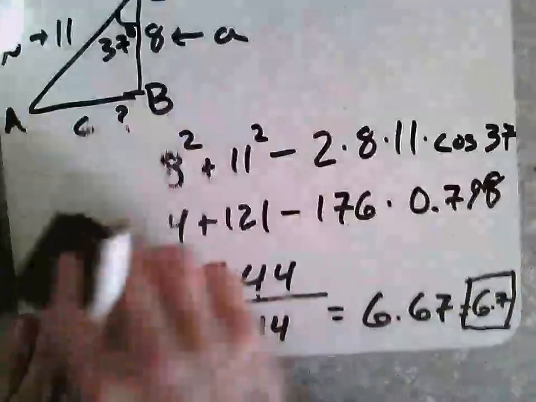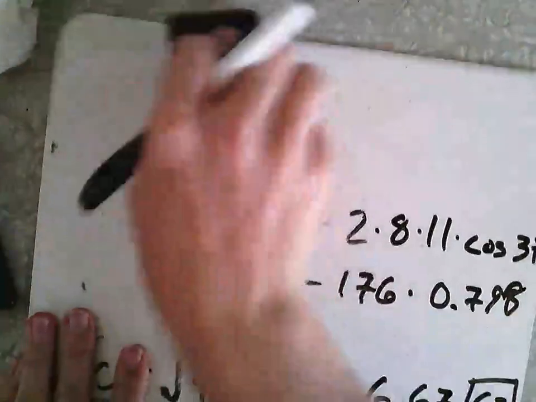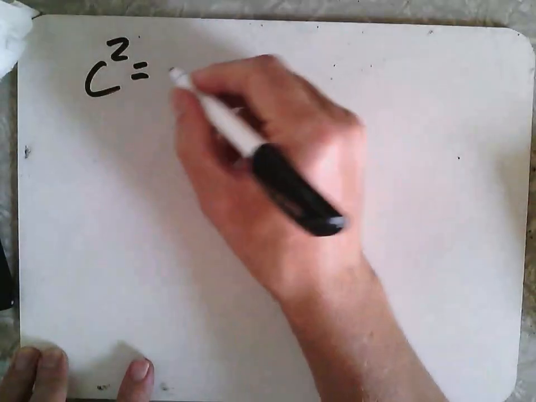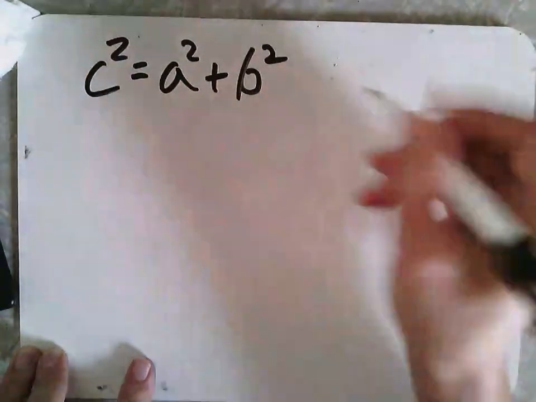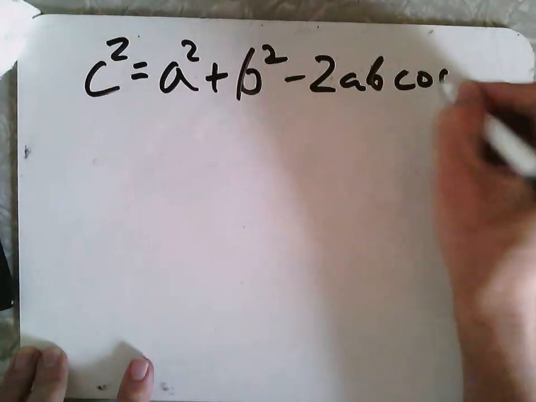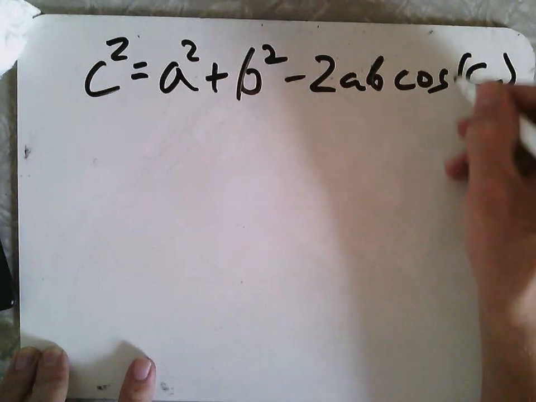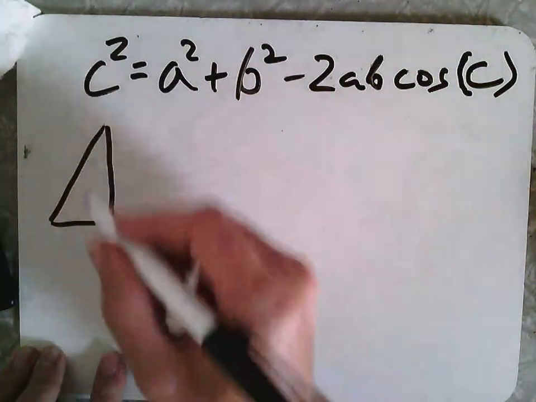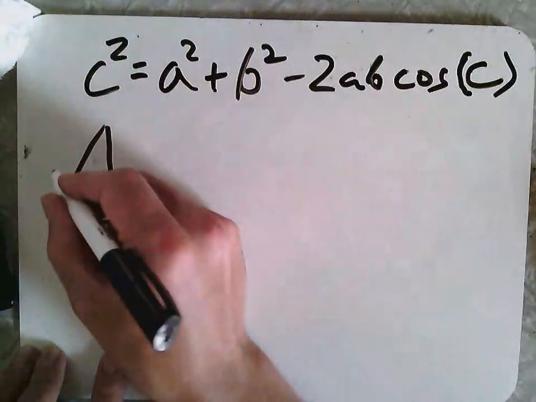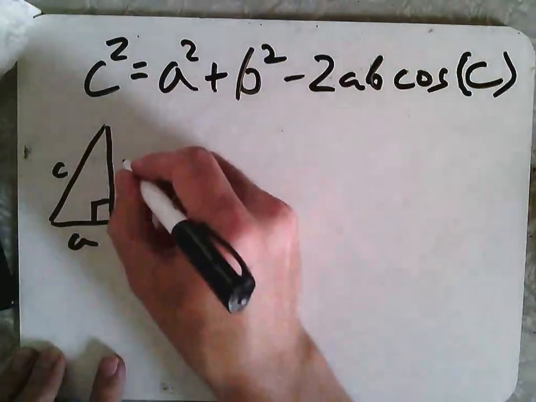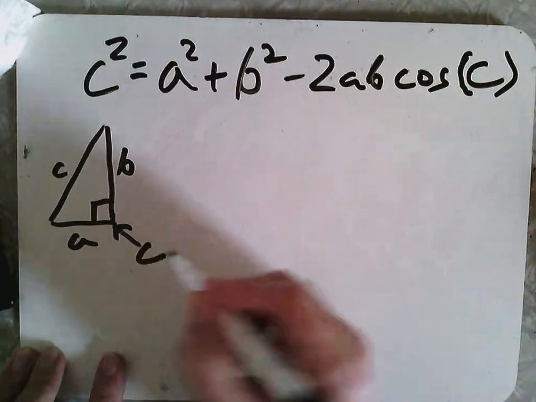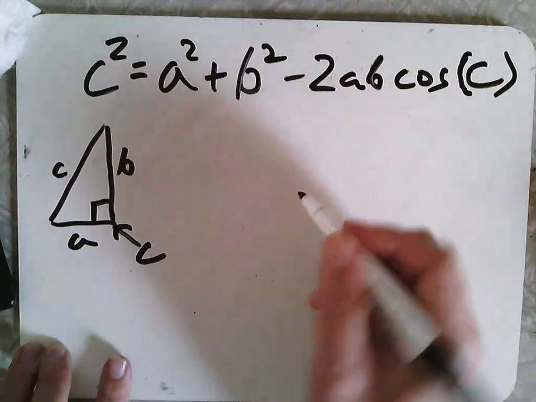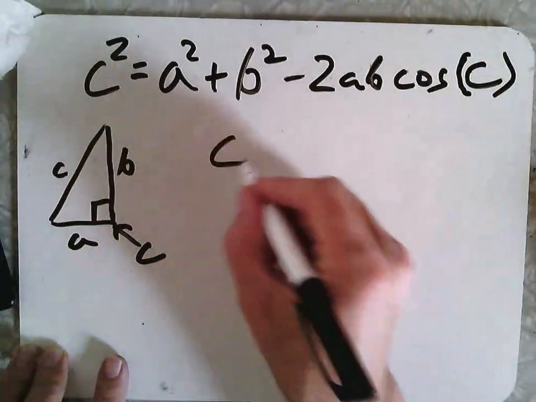What's kind of interesting, and this is a neat thing, a total math nerd deal, is if we write down c squared equals a squared plus b squared minus 2ab cosine of C, and think about a right triangle where this angle big C is 90 degrees, with sides little c and these other sides a and b. If you remember from the unit circle trig, the cosine of 90 degrees is 0.